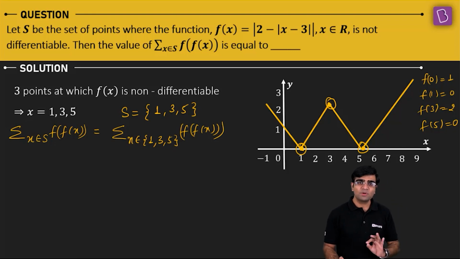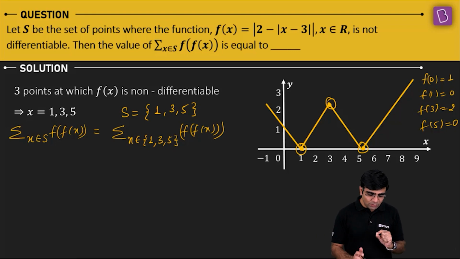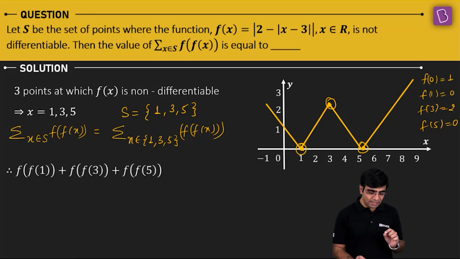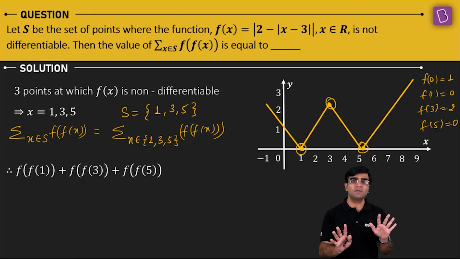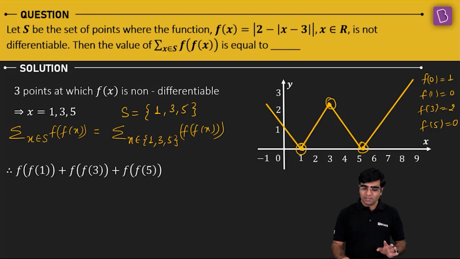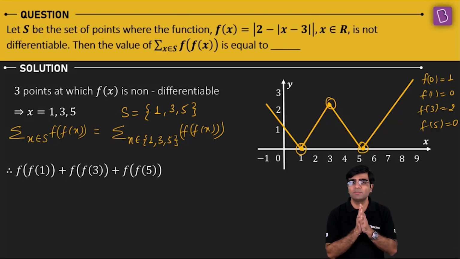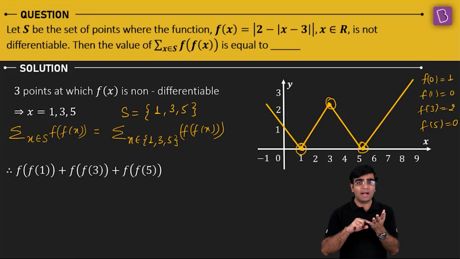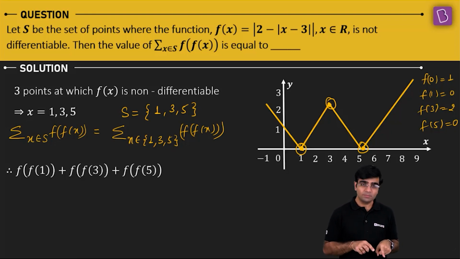Is there clarity on what we are doing here? So when I put x equal to 1 in the bracket, what do I get? I get f of 1 plus the next value f of 3 plus the next value f of 5. Are you able to understand this? Please be comfortable about it. There are three points of non-differentiability, which are 1, 3, and 5. And I have to find the sigma of the values at 1, 3, and 5 for f of x. So at x equal to 1, this is f of 1, plus the next value f of 3, plus f of 5.